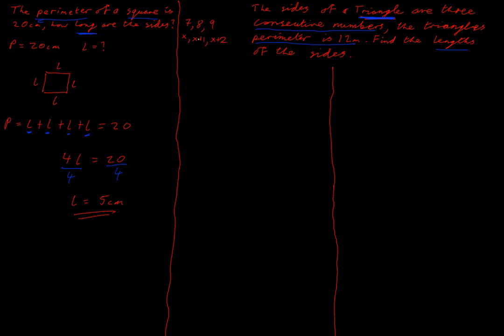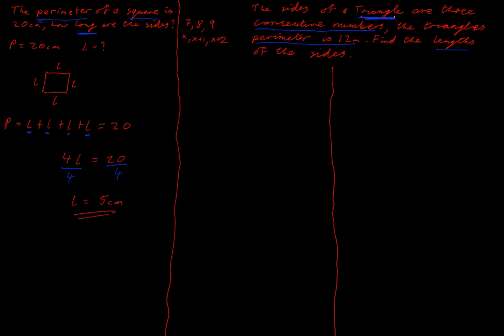So 7, 8, 9. 7, 7 plus 1, 7 plus 2. So x, then x plus 1, then x plus 2 are 3 consecutive whole numbers. Now, if we were dealing with consecutive even numbers or something like that, we'd have to look at a different pattern, and we can figure that out. But for right now, we're just talking about 3 consecutive whole numbers, or natural numbers, if you like. Now, that's my consecutive numbers dealt with, and we've already talked about them in this chapter.